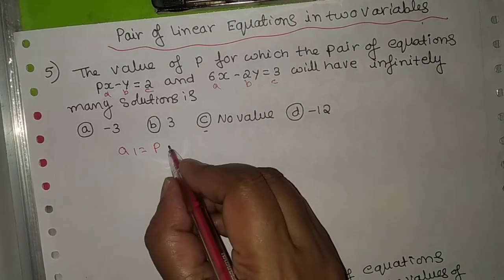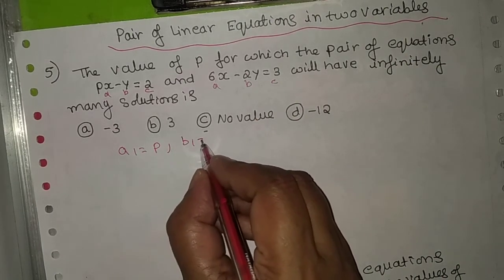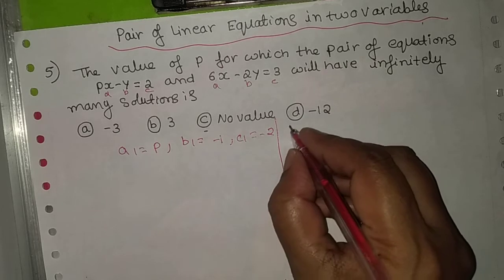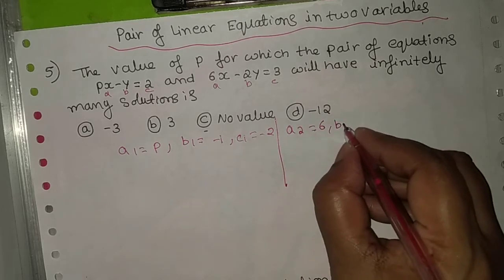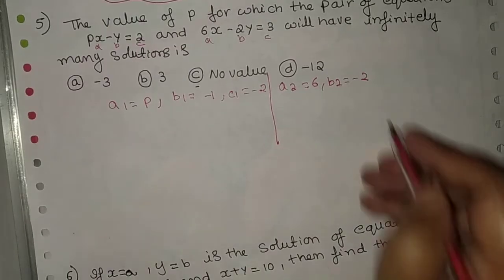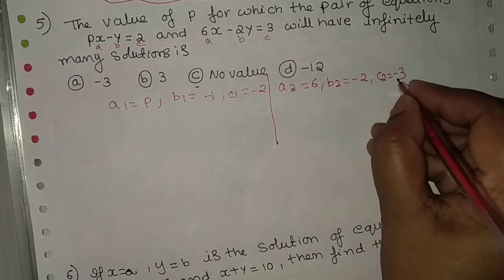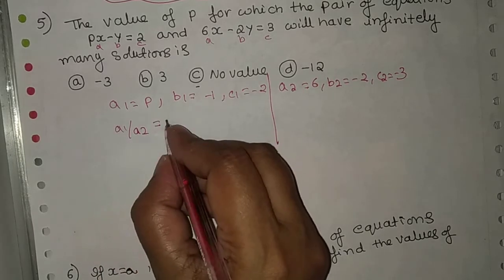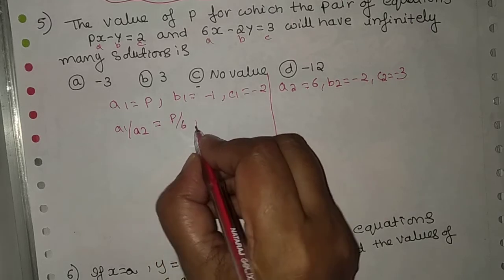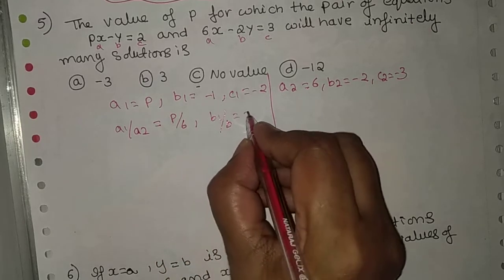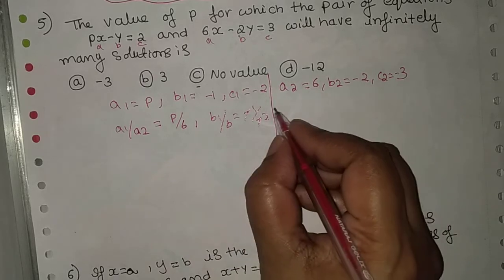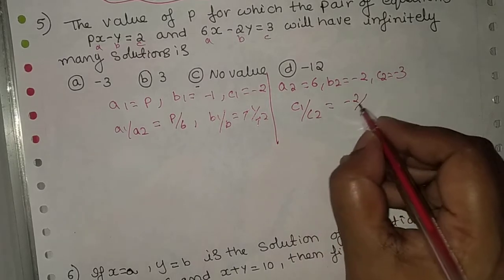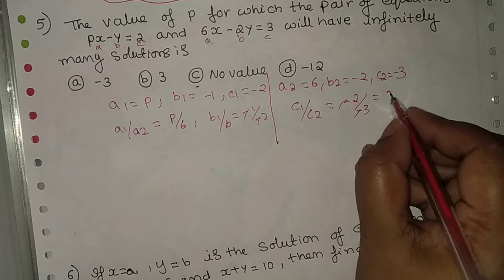So now we have to write the first one. a1 is p, b1 is equal to minus 1 and c1 is equal to minus 2. Similarly, a2 is equal to 6, b2 is equal to minus 2 and c2 is equal to minus 3. So now a1 by a2 is equal to p by 6. Next, b1 by b2 is equal to minus 1 by minus 2. Minus minus cancels, we get 1 by 2. c1 by c2 is equal to minus 2 by minus 3. Minus minus cancel, we get 2 by 3.